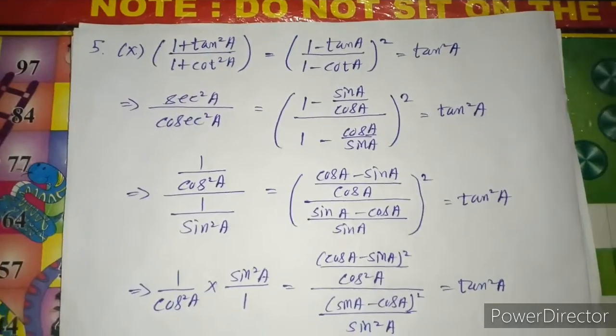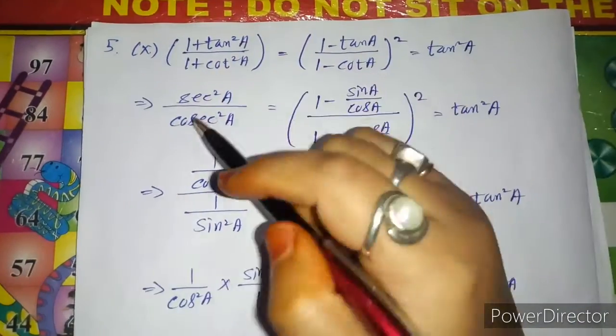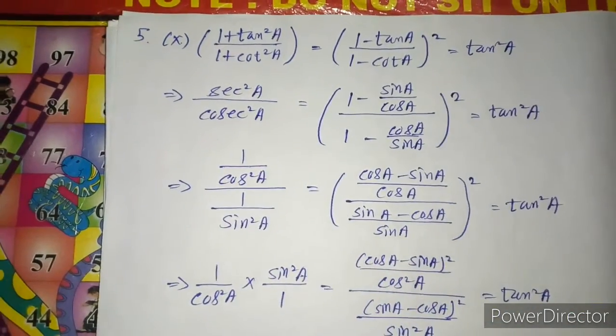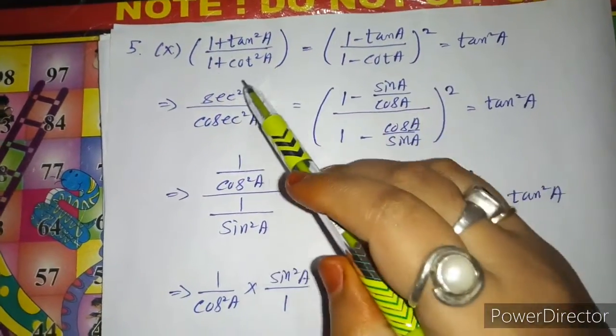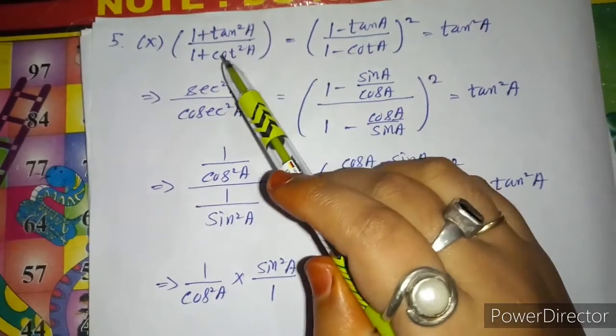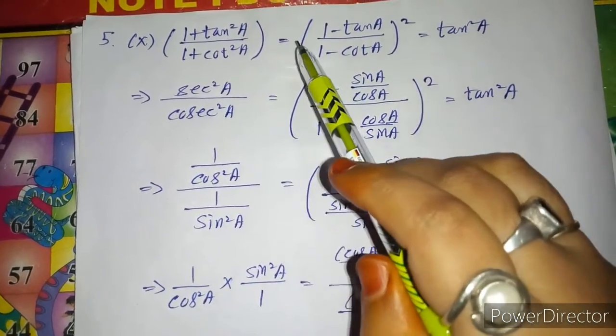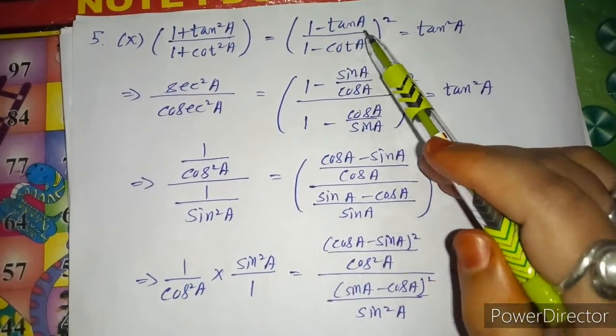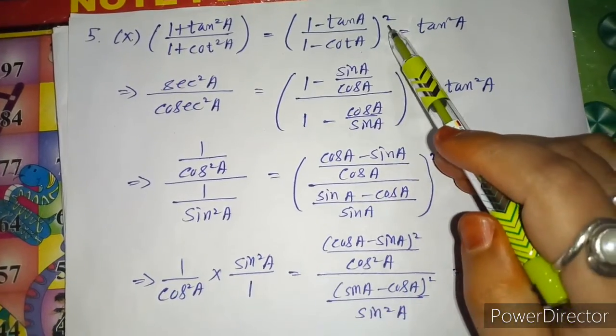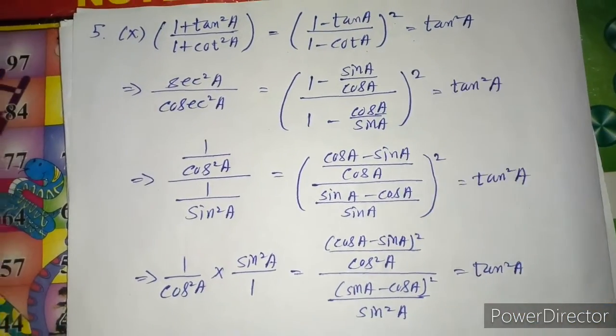Hello everyone, today I discuss the last question, exercise 8.4, question number 10. The question is: prove (1 + tan²A)/(1 + cot²A) = ((1 − tan A)/(1 − cot A))² = tan²A.